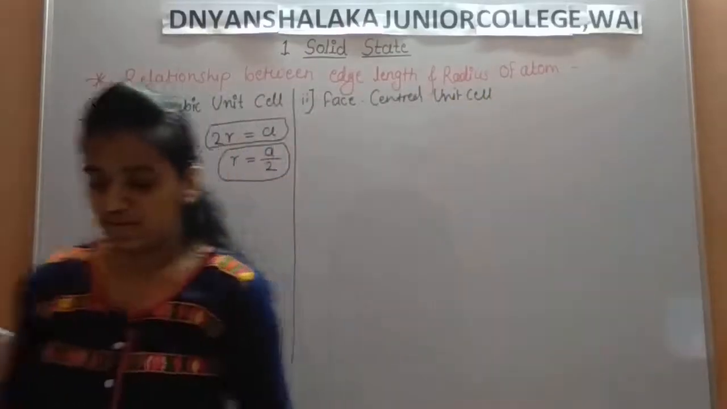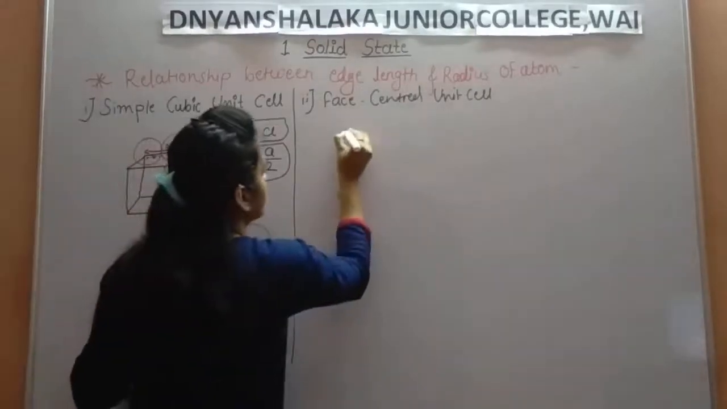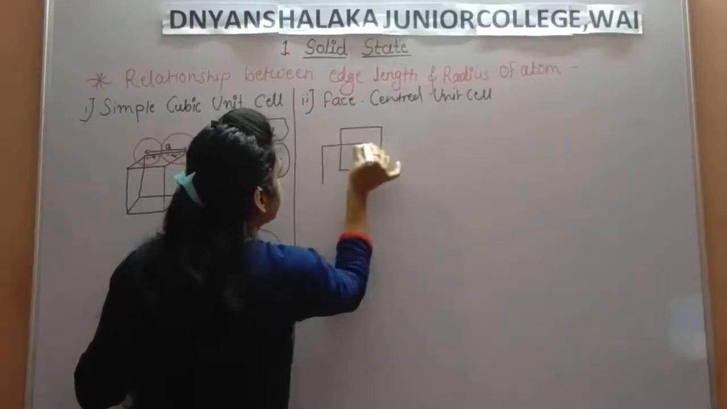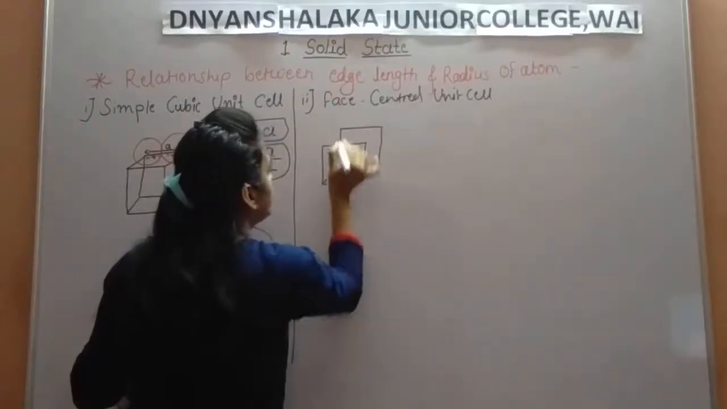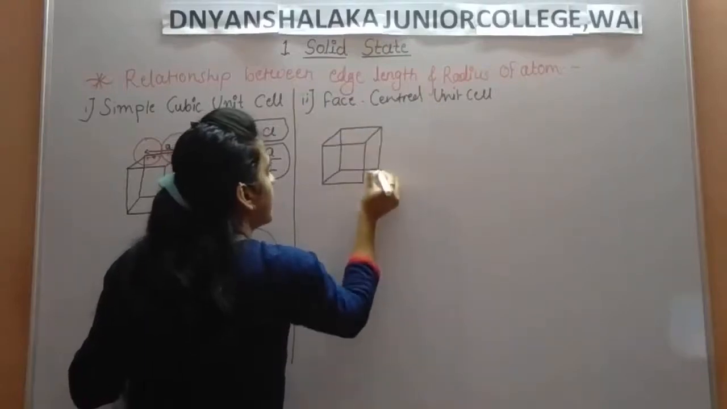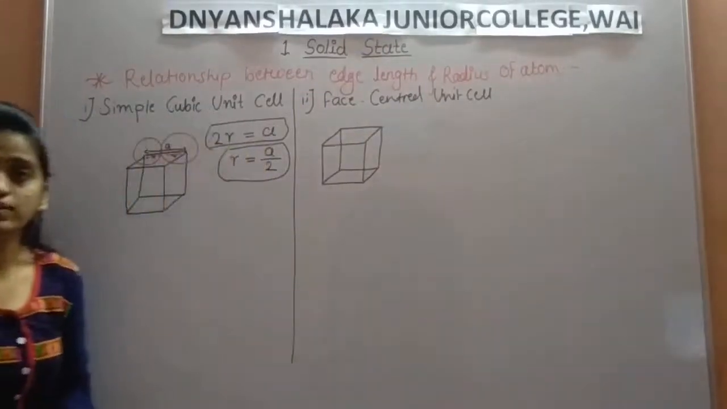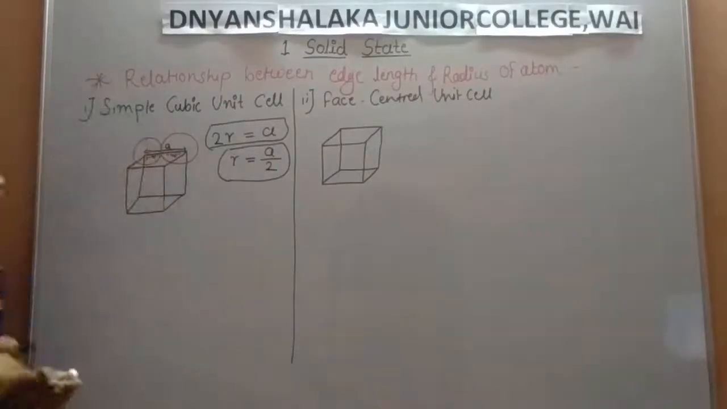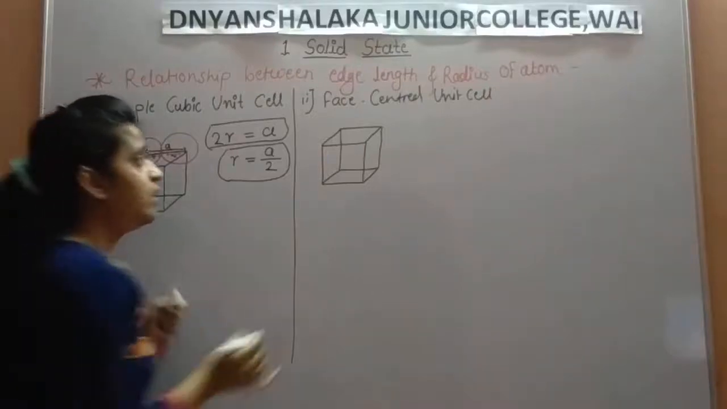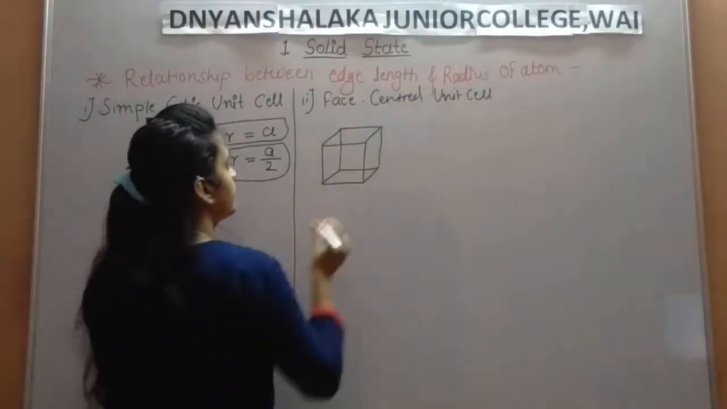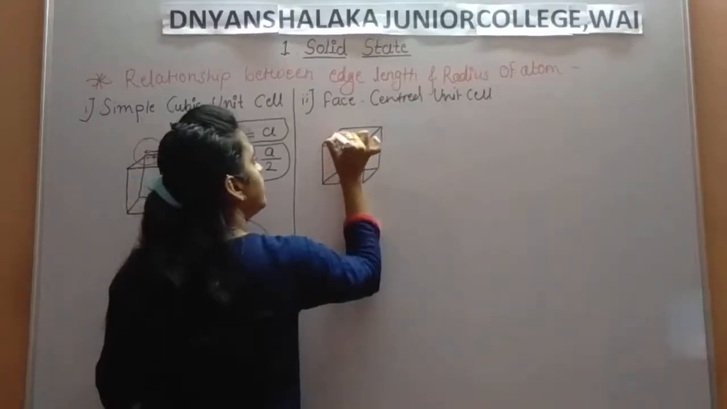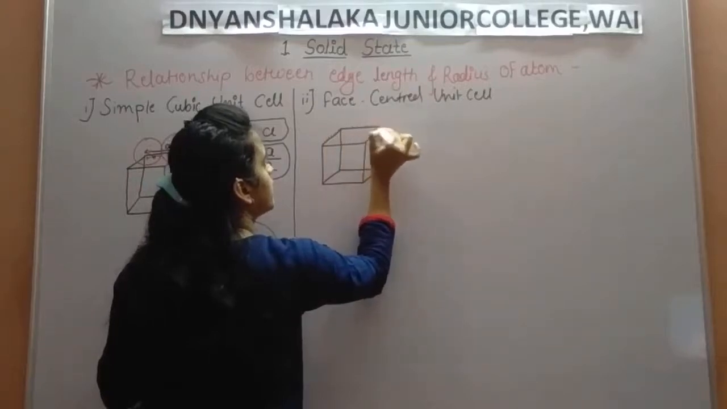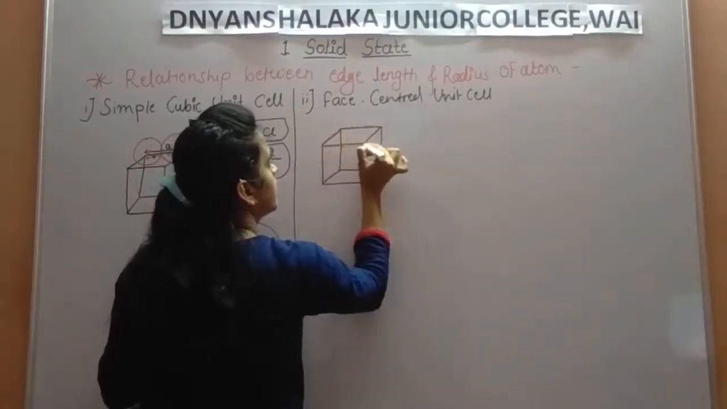So in this face center unit cell, first draw a diagram of the cube, or crystal system, or unit cell. Unit cell means the smallest repeating structure of unit. So in this crystal, or in this cube, we first consider the upper portion of this cube.